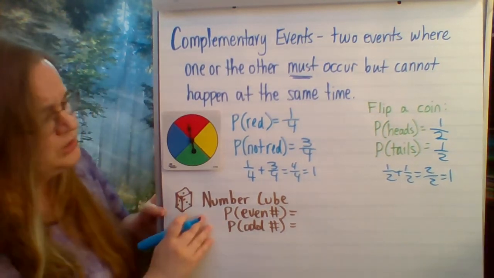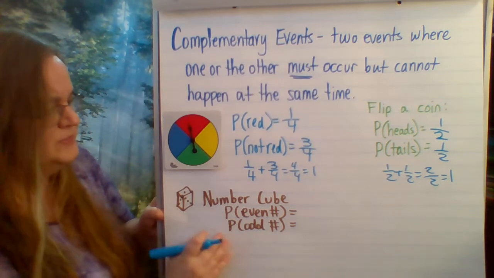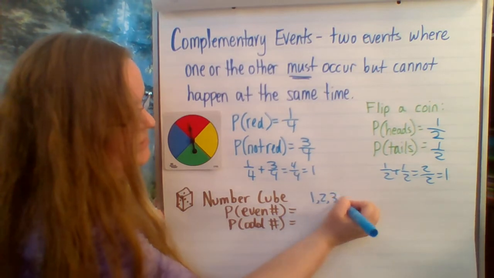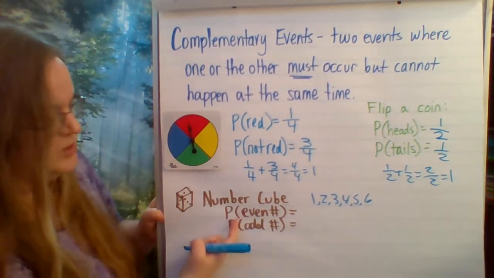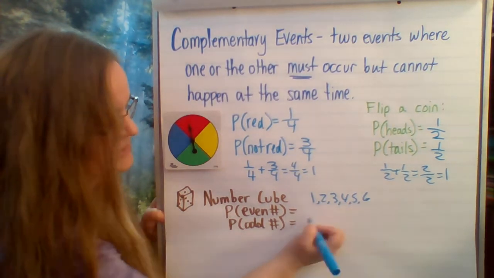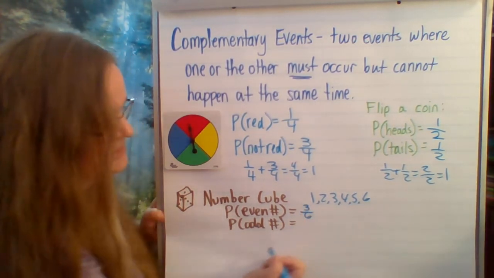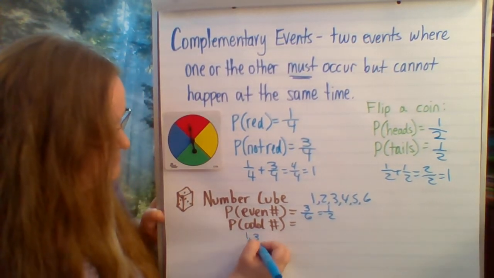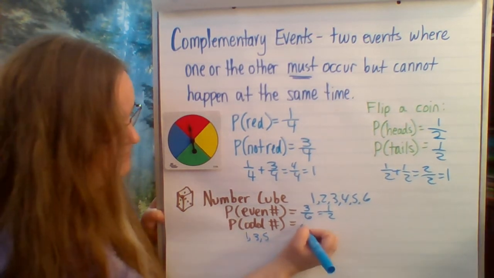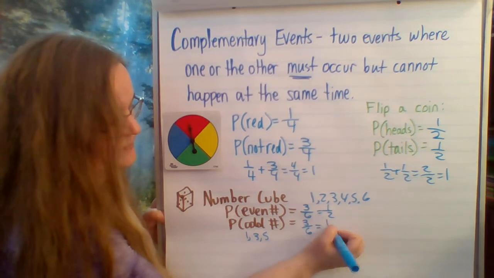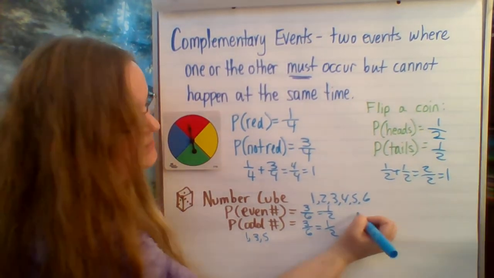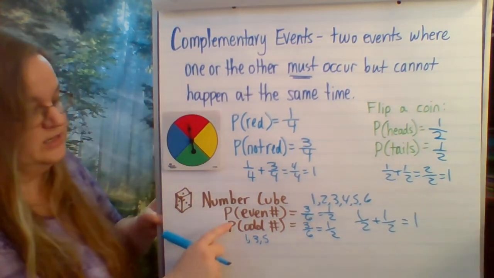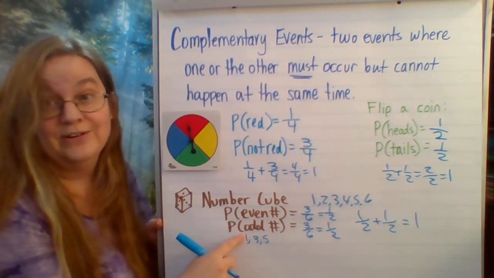Okay. One more example of this, if you take a number cube, the probability of an even number. So remember, a number cube has 1, 2, 3, 4, 5, and 6 on it. So the probability of an even number, 2, 4, and 6 are even numbers. So there's 3 out of 6, which simplifies to 1/2. The probability of an odd number, the odd numbers are 1, 3, and 5. So that would also be 3 out of 6, which simplifies to 1/2. So these are complementary events because 1/2 plus 1/2 is 1 whole. And if you're even, you can't be odd. And if you're odd, you can't be even.